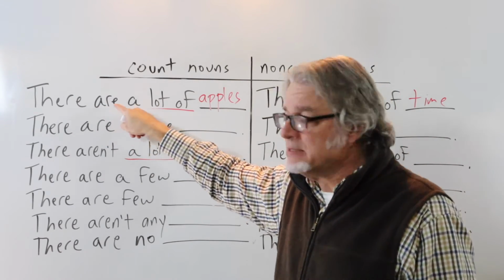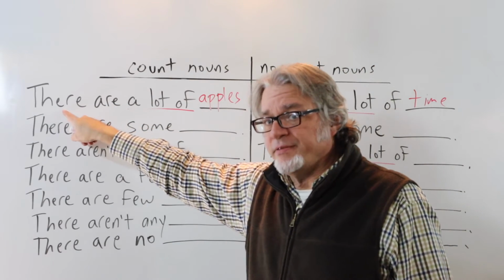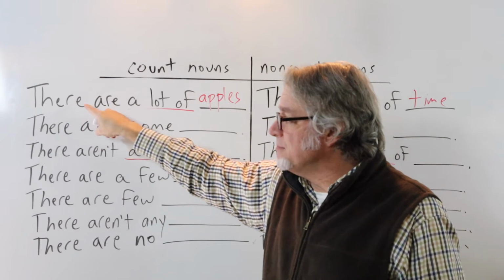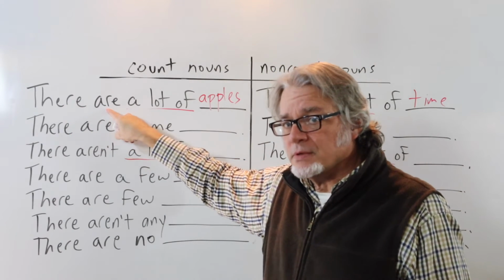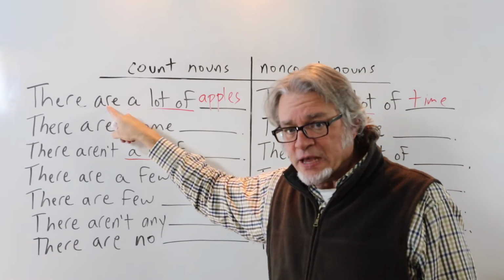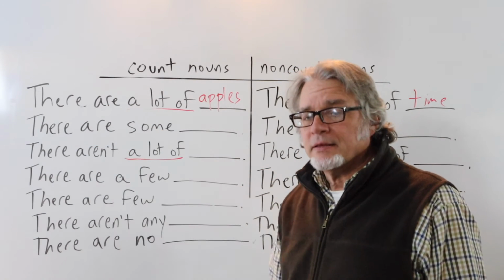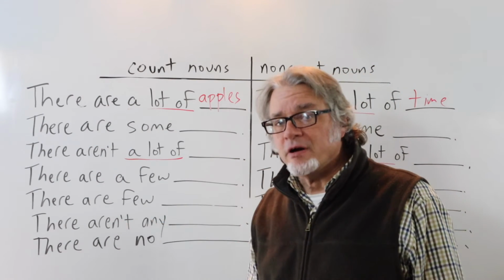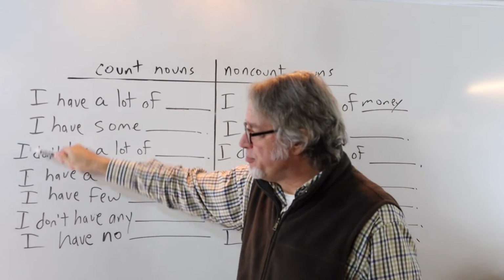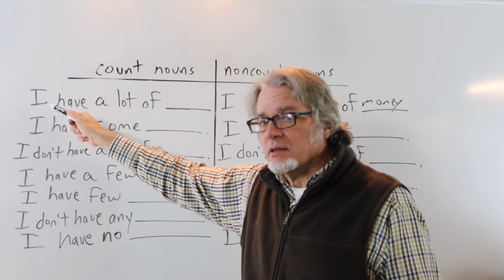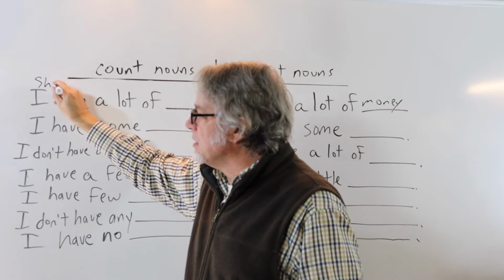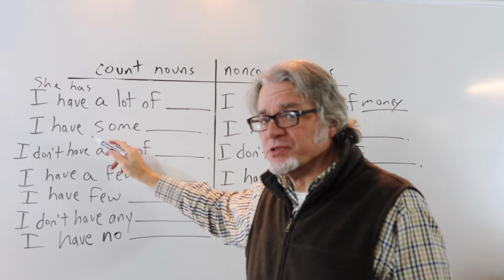Don't try to contract it. Just say there are. It's not easy for some students to say both words. Some people have trouble with both words together, but you just have to practice using them. There are or there aren't. Let's practice this with the verb have and a pronoun. Here, the pronoun is I, but you can use he or she, and then the verb changes to has.